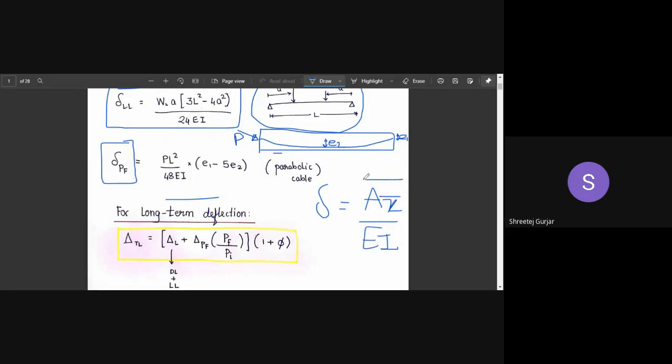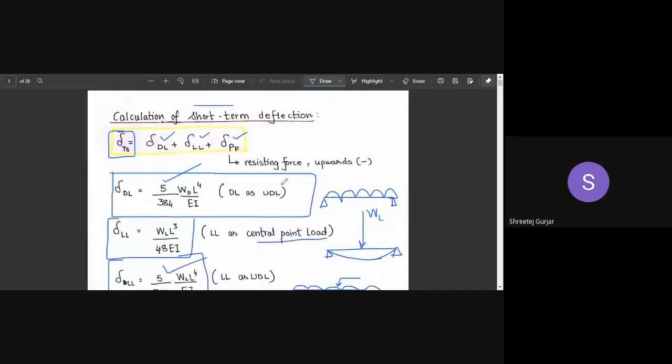If they give you any other random beam, not a standard beam with a random loading, then you can use this particular formula that is derived from your moment area theorem. We can use this formula and we can derive the deflection at any point. It may be at midpoint, center point, quarter span, or any other point of interest. Okay, so we are done with short-term deflection.